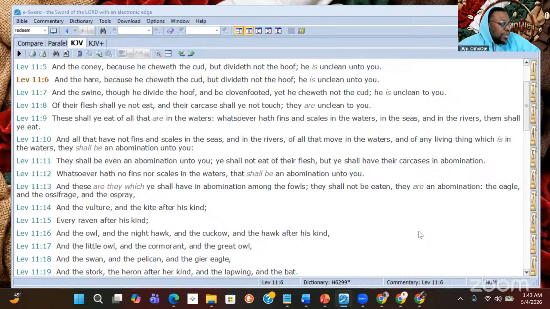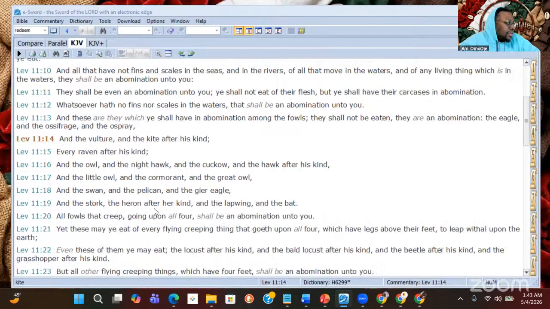And these are they which ye shall have in abomination among the fowls. They shall not be eaten. They are an abomination. The eagle, and the ossifrage, and the osprey, and the vulture, and the kite after his kind. A bird with a split tail.